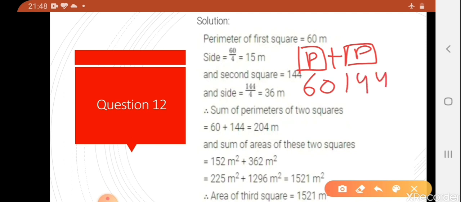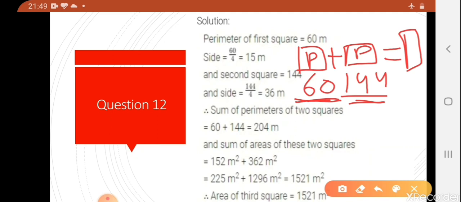Now, we have to find out the perimeter of another square whose area is equal to the sum of the areas of the first two squares. So from here the perimeter is given. Therefore, the area should be equal to the area of these two squares. So first we will take out the area of these two squares.